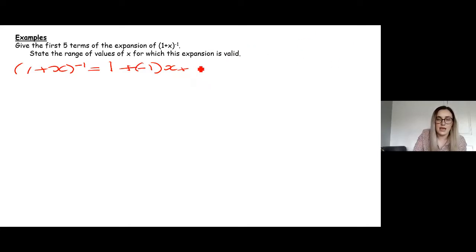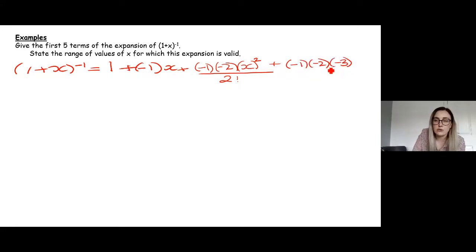Plus, then we've got n, which is minus 1, and then n minus 1, which is going to become minus 2, x. I'm putting this in brackets because whatever is part of x, if that was 2x or whatever, that's all going to have to be squared. Then we've got 1, 2, 3, and that's all going to be over 2 factorial, that means 2 times 1, which I'll remember what factorial means. Plus, the third term is going to be minus 1, minus 2, minus 3, because we're going to do n minus 2, x to the power of 3, all over 3 factorial.